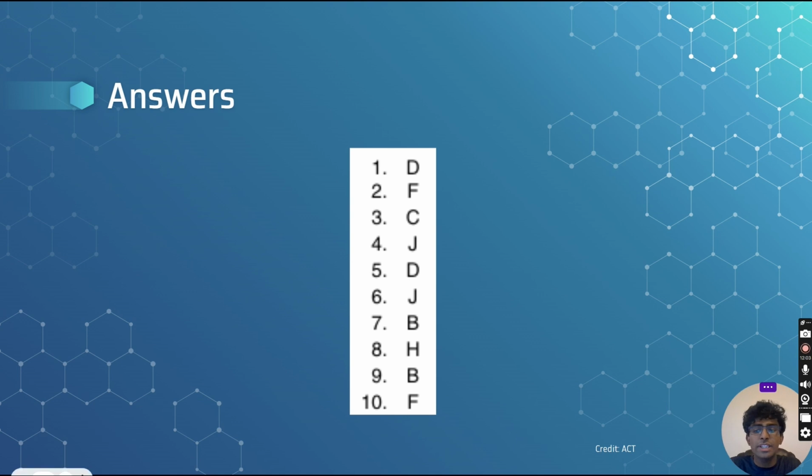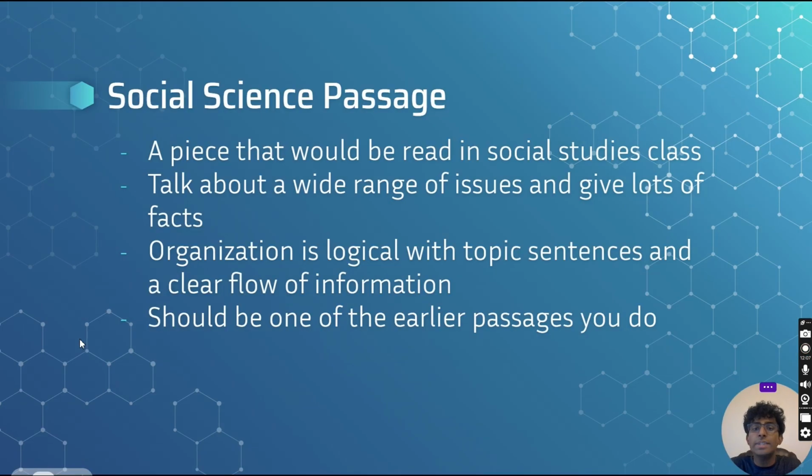Again, we're moving on just for the sake of time. All right, moving on to social science passages. These are passages that are read in a social studies class. They're talking about a wide range of issues and they give lots of facts. And the organization in these passages is pretty logical. You have topic sentences and a clear flow of information.